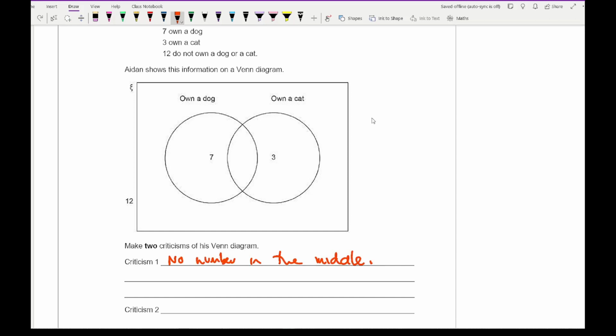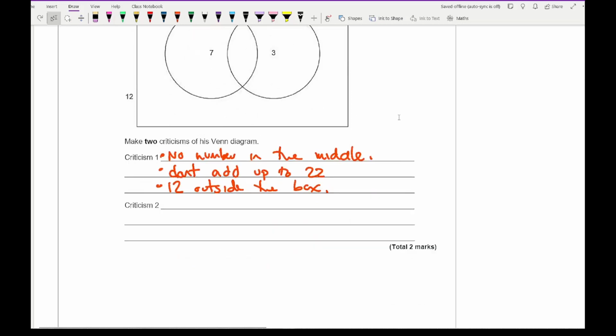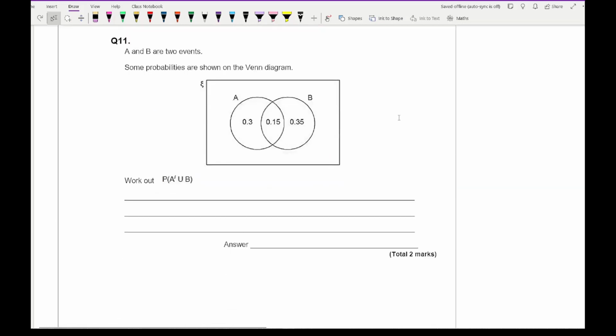Another criticism, and I'm just going to label these, I'm not going to actually fill it in the correct places because you could have any of these. The numbers don't all add up to 22. And we've got 12 outside the box. So again, any of those two, I would say those 3 statements are probably the most common, but something along those lines would be absolutely fine.